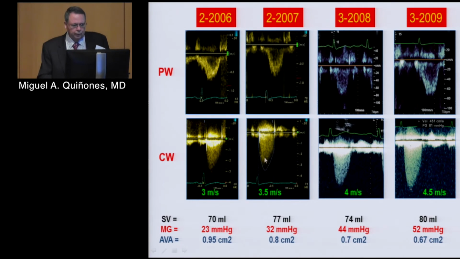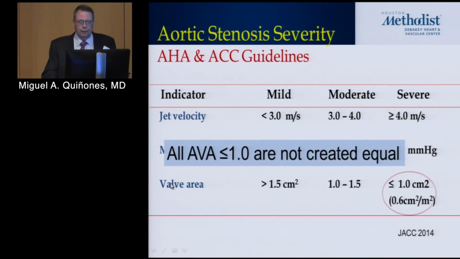Comes back, same story, 0.8. Comes back in 08, now it's 4 meters, okay? So now, from here on, we had the real McCoy, okay? And eventually he did get surgery. Should he have had surgery here? Totally asymptomatic, happy? So this value of 1 can be a real problem.